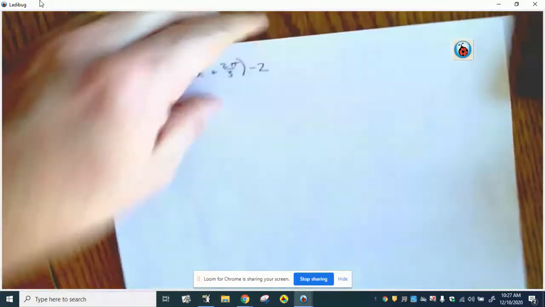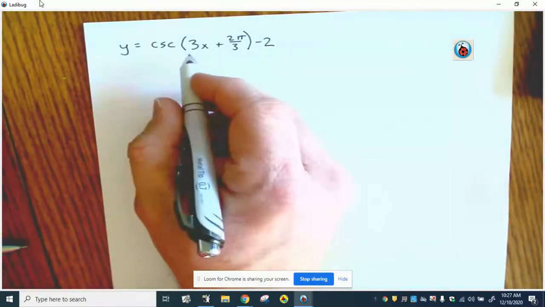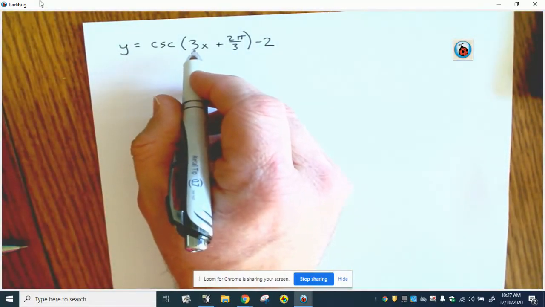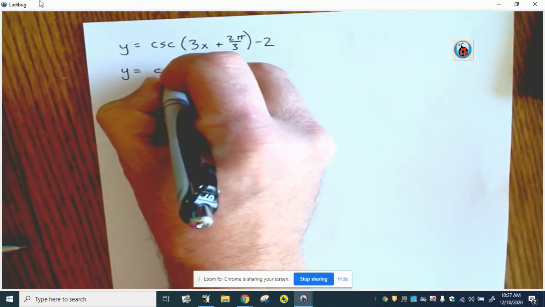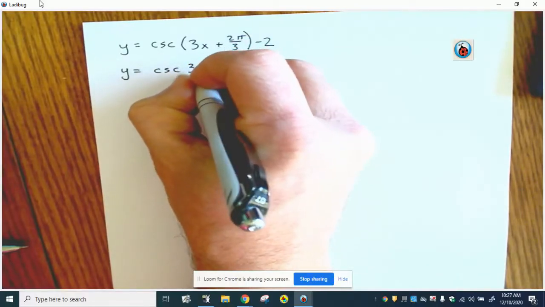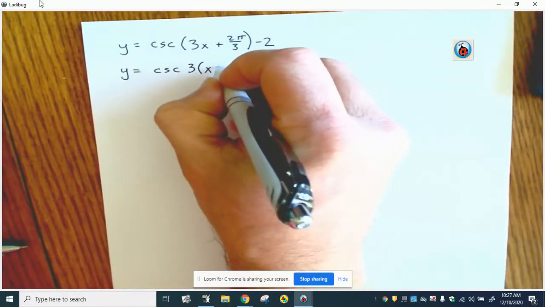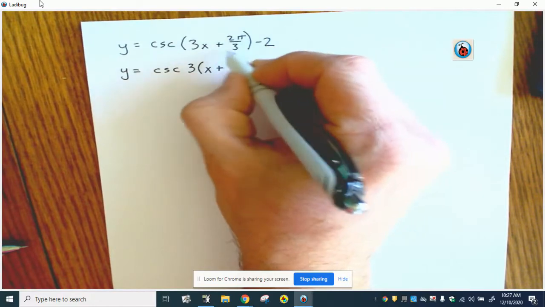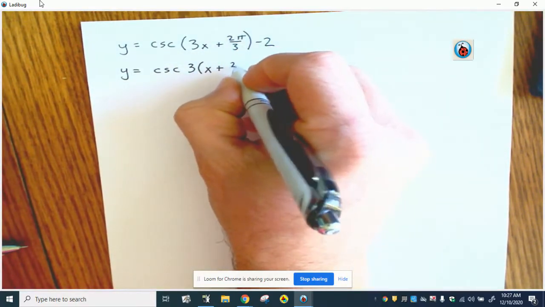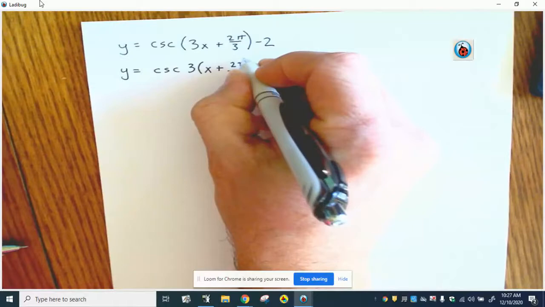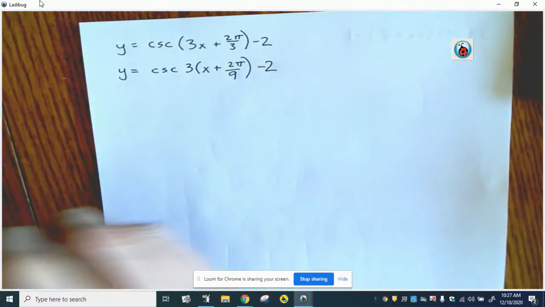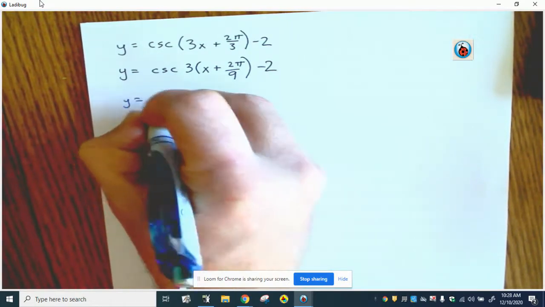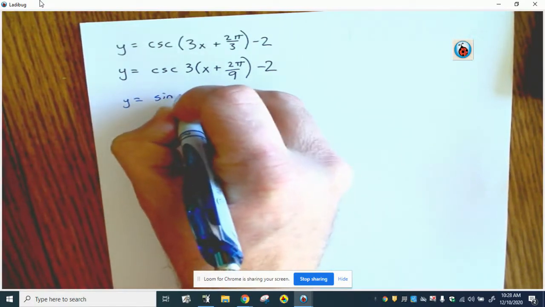Let's try two more just to make sure we got it, okay? Now, remember, anytime you see the B on the inside of the parentheses, the very first thing you have to do here is pull that 3 out of there. Which means if I divide this by 3, I have to divide this by 3, which makes that 2 pi over 9. Okay? So again, first step, I'm going to draw the same thing, but just the sine version.